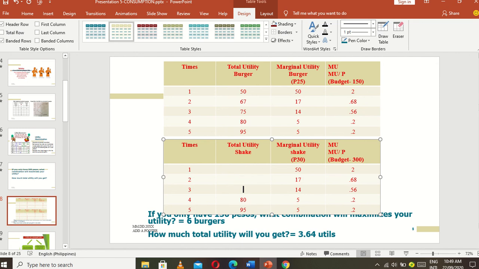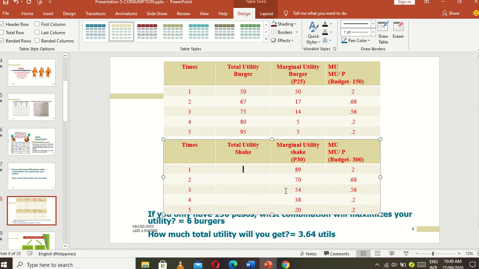Now, earlier I taught you how to get the marginal utility if the total utility is given. Now, if the marginal utility is given, let's assume 89, 70, 54, 38, and 20. If the marginal utility is given, how will you get the total utility? In getting the total utility, you're just going to add it.